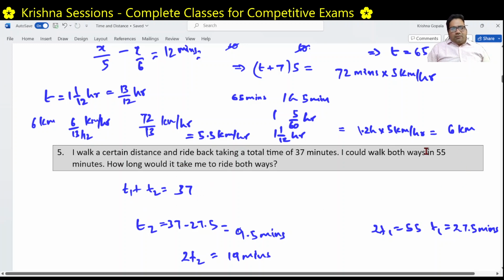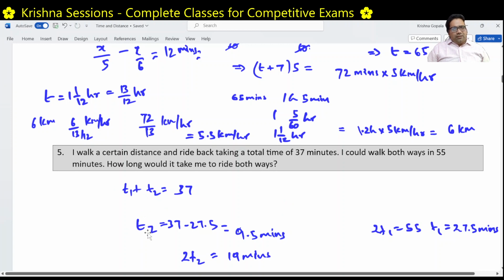Okay, so now if I walk both ways, I will take 55 minutes. That means walking one way will take 27.5 minutes, right? Both ways 55, one way is 55 by 2, 27.5. So T1 is 27.5. What does that mean? T1 going forward, let's say, is 27.5.